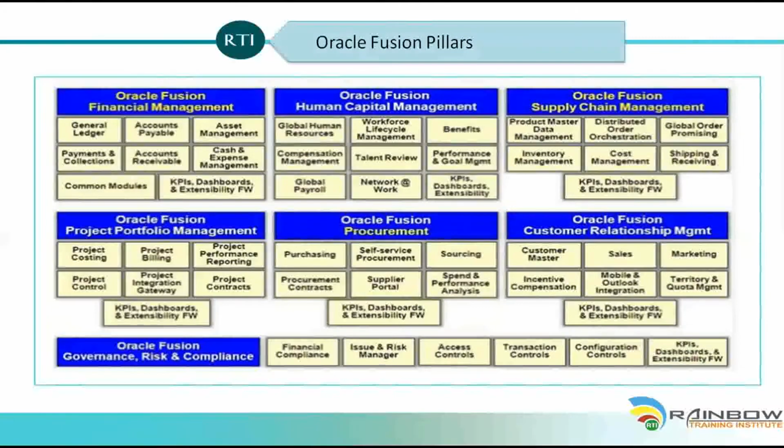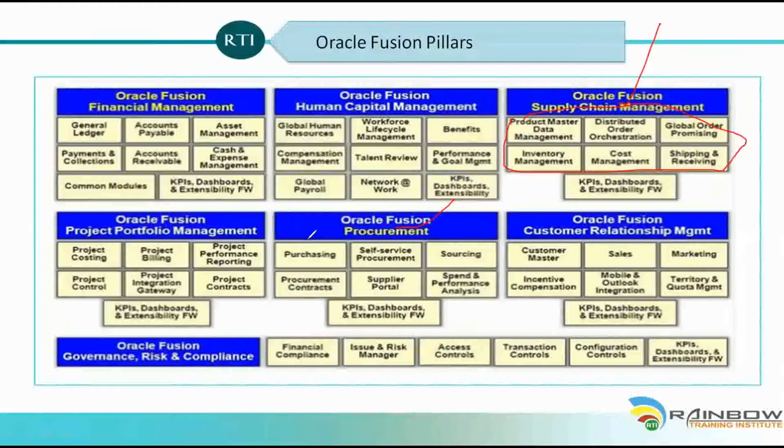Everything will come. But coming to the Fusion application, the two are different. Your SCM is different, and your procurement is different. These are different offerings and different licenses. Under supply chain management, it will come the product data master management, distribution order workstation, global order promising, inventory, costing, shipping, and receiving. These are the things that come under SCM. Under procurement, we have purchasing, self-service procurement, sourcing, contracts, supplier portal, and spend performance analysis. These are the things that come under procurement.